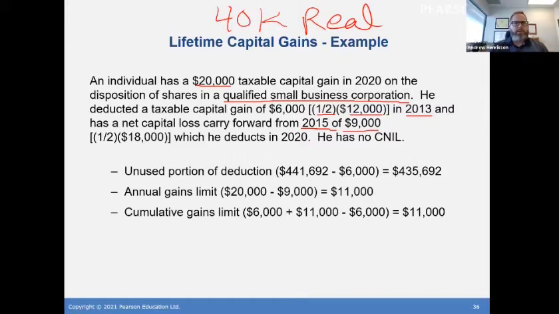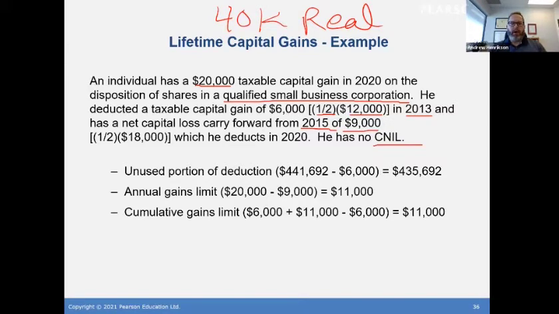Okay, so back to this question. We got a $28,000 taxable gain, which is going to qualify. In the past, we used $6,000 of our lifetime limit. And in the past, we had created a net capital loss carry forward, and we have that that we are also deducting in 2020. And there's no CNO in this question, so we don't have to worry about it. But if it was given, we would plug it in.